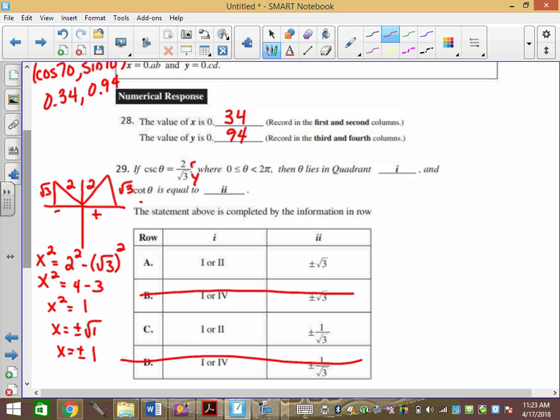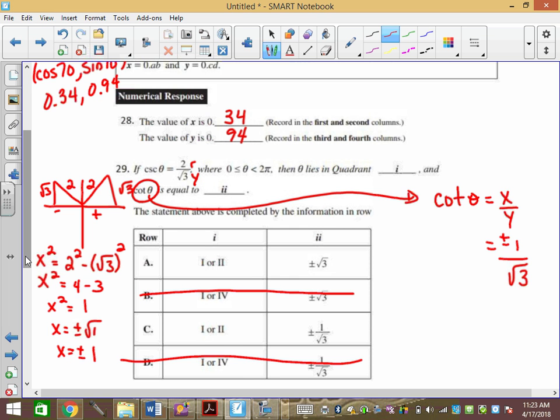And they want cotan. Cotan is the opposite of tan. Tan is your y over x, so cotan is x over y. X is negative 1. Y is root 3. X is plus or minus 1, sorry. So it's C.